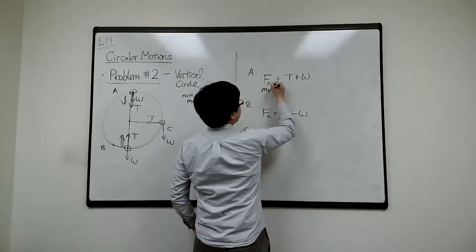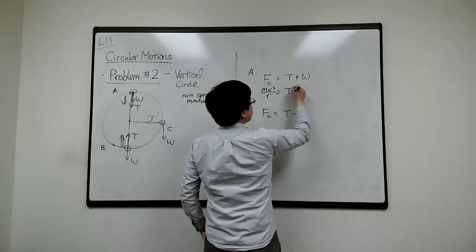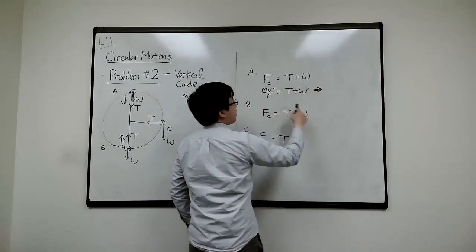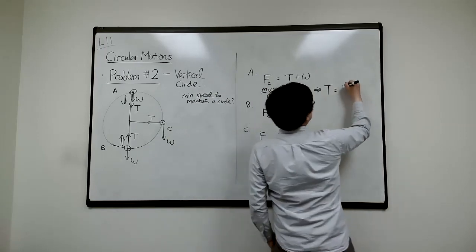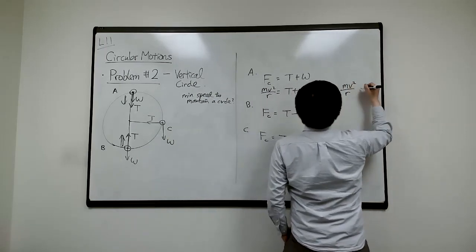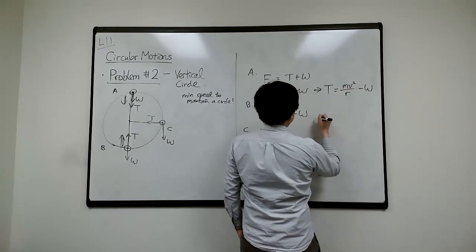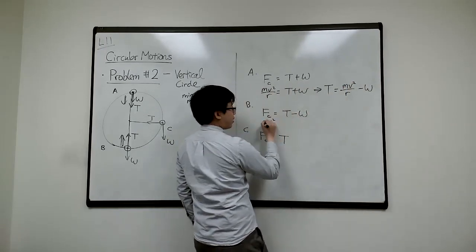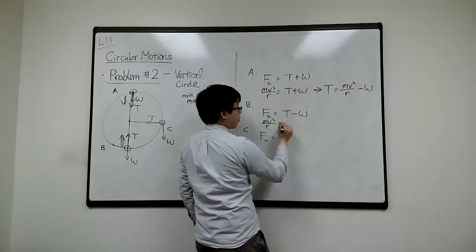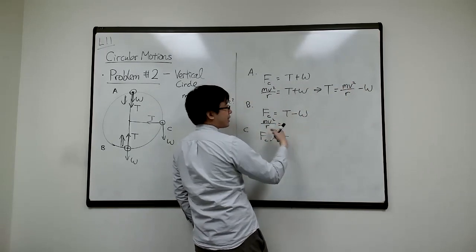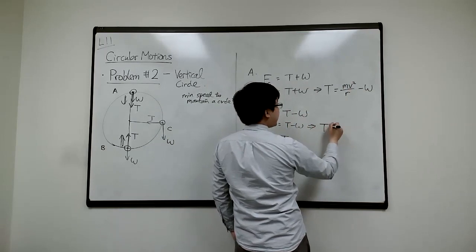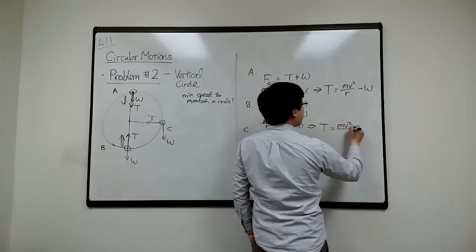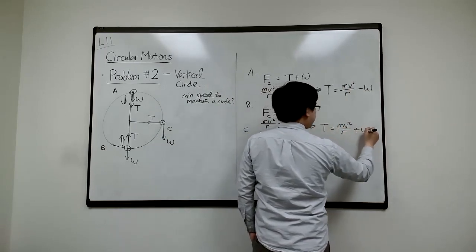The second step, equate that to mv squared over r. So what does that tell me? If I want to solve for T, if I want to find out what's going on with the T, then this is mv squared over r minus W. Right, equate this to mv squared over r. Try to memorize this. It will be very beneficial. So T is equal to mv squared over r plus W.